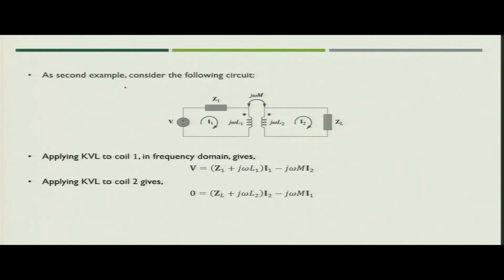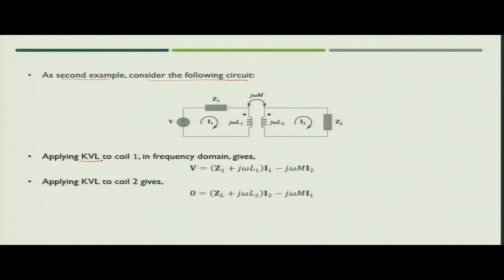So, now let us take another example where we consider the circuit as shown in the figure. Here in the first part of the circuit we have voltage V connected, while in the second part we have a load, that is ZL, connected. So, how will we write the loop equations for both of the legs?